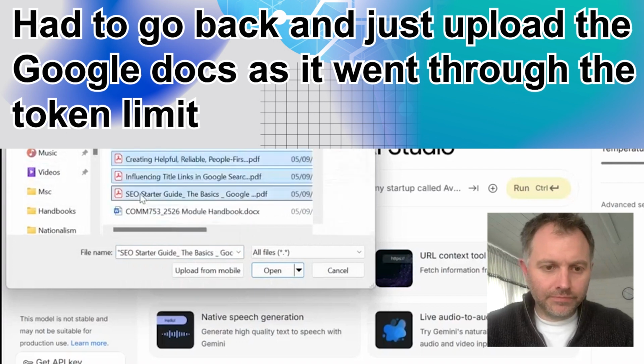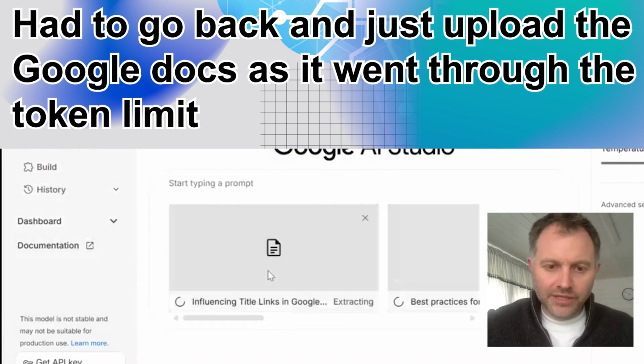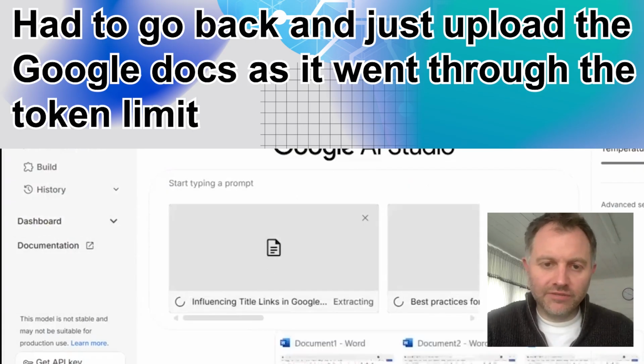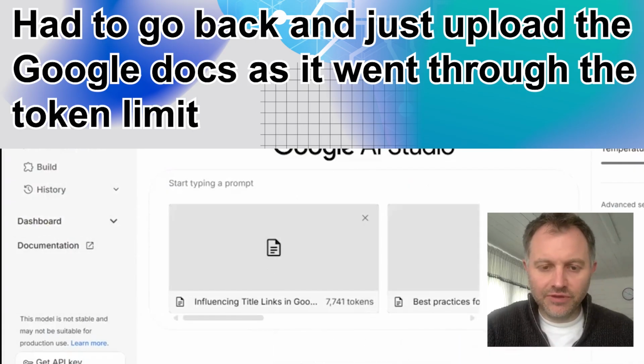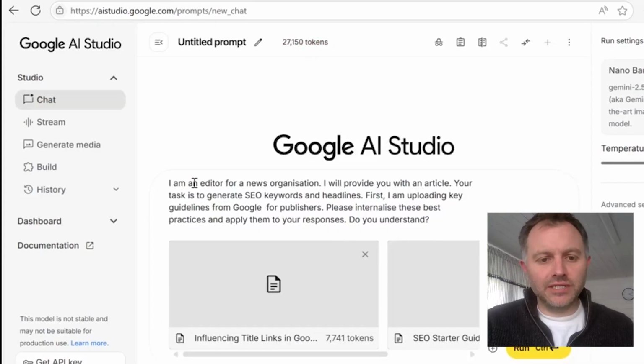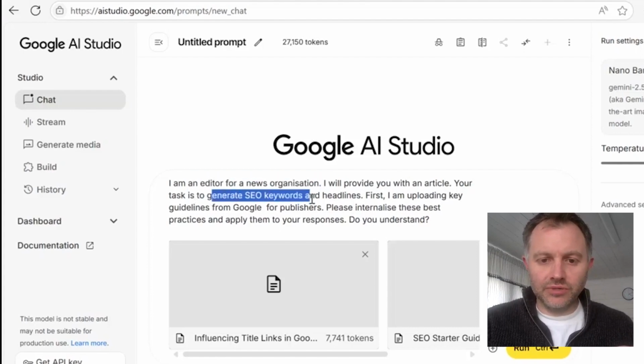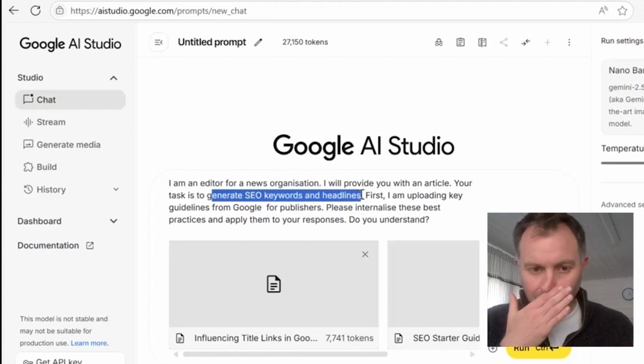So I've just got 5 documents from both companies here that I'm going to put in there, and that will hopefully give a bit more understanding in terms of what I'm asking it to do. And then I'm going to put my prompt in, and then we'll get started. And in my prompt, I'm telling it that it's an editor for a news organisation, and that I'm going to provide it with an article that I'm wanting some guidance on, and that its task is to generate SEO keywords and headlines from that article.